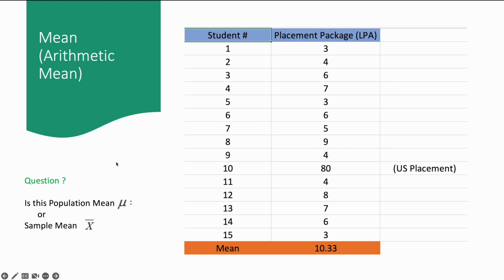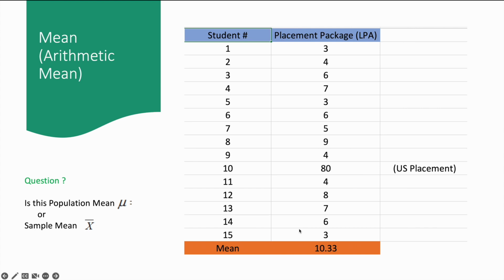So, friends, if somebody asks you what is the arithmetic mean of the placement package of this class of students, it was 10.33. Now let me ask you a question. Should this mean be called mu or x bar? Is it a population or is it a sample? How should we represent it? The answer is it depends. Why? Suppose we are treating this as a population itself. Let's say this is a PhD program.